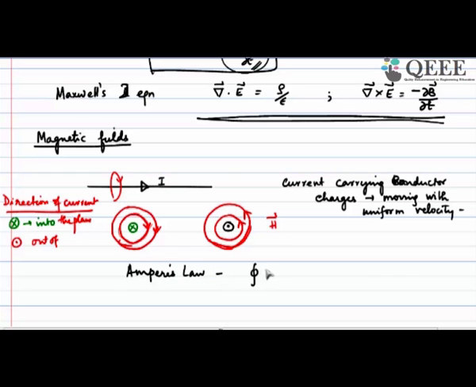It tells you that the line integral of H dot dl, because it's curling around as a line, the loop integral of H dot dl, has to depend on the current. So if J is my current density, my current is the surface integral of J dot ds. So this is my Ampere's law: the line integral of H dot dl is the surface integral of J dot ds. This is actually representing the current.